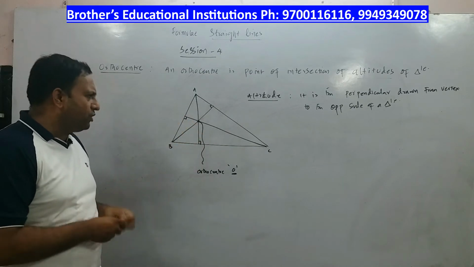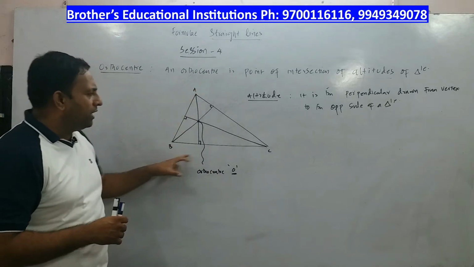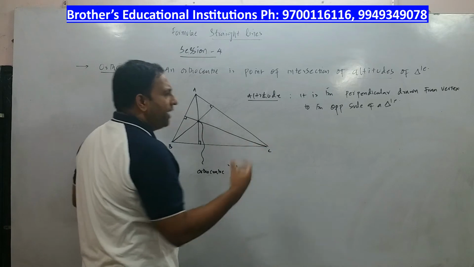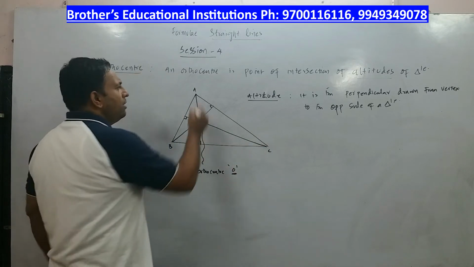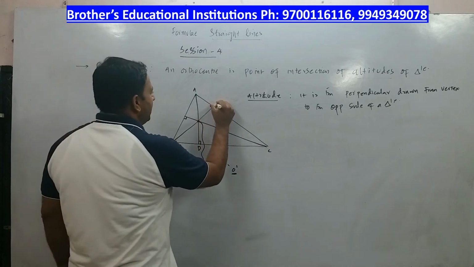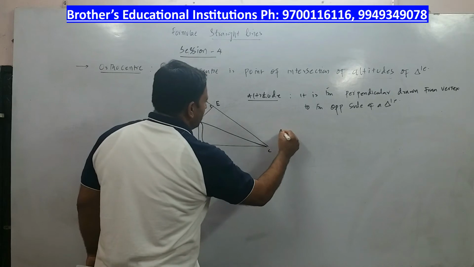Now you may get a question in the examination to find the orthocenter, giving the vertices of a triangle. So when vertices of a triangle are given to you, how do you find the orthocenter? Please try to understand. When vertices are given to you, you must assume this as D, you must assume this as E, and you must assume this as F. Your job is to find altitude AD.